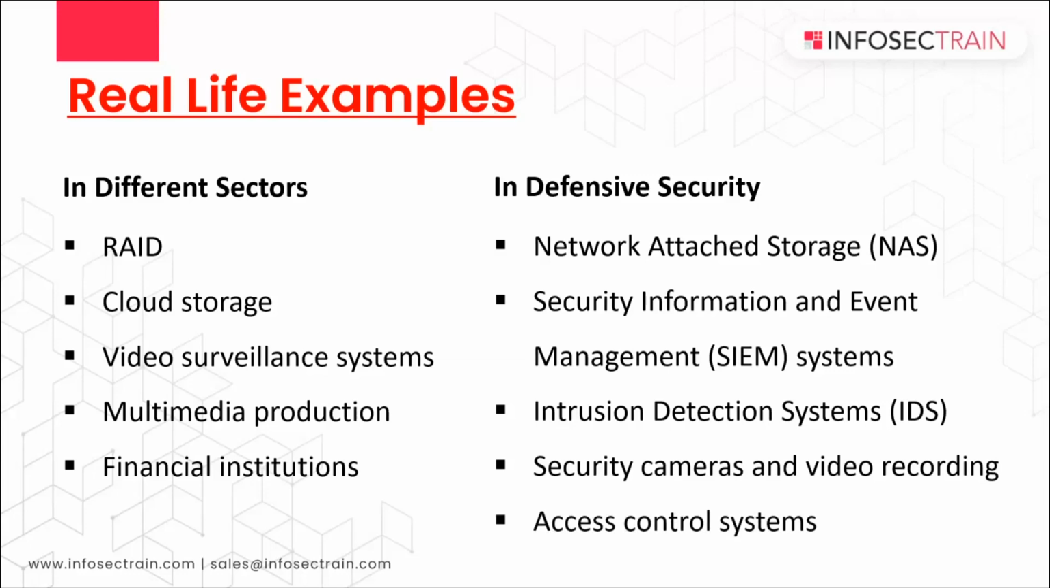Okay, so access control systems require, again, disk redundancy to ensure that system configurations, log data and other critical data are always available and protected against disk failure, right? Again, this is very important for maintaining the integrity of system operations and for supporting forensic investigation in the event of security incidents, right? So these are a few examples, guys. You will see this in different sectors as well as in defensive security, for the use of disk redundancy.